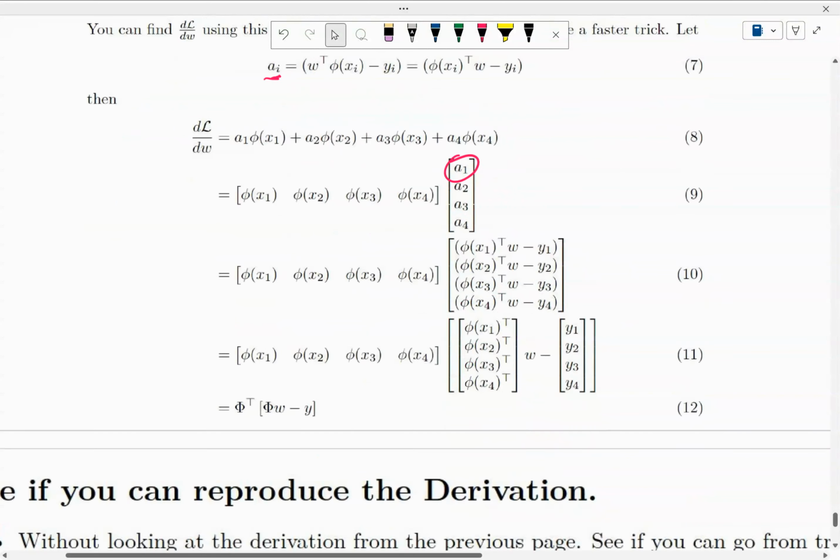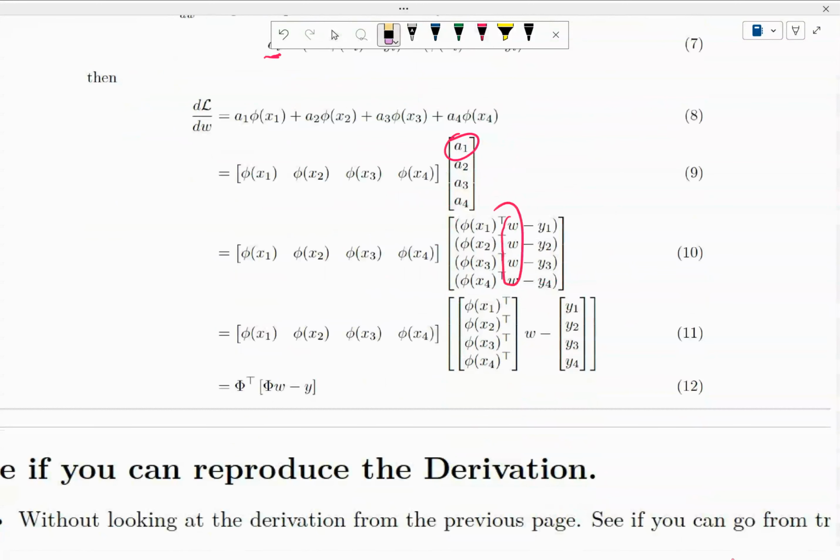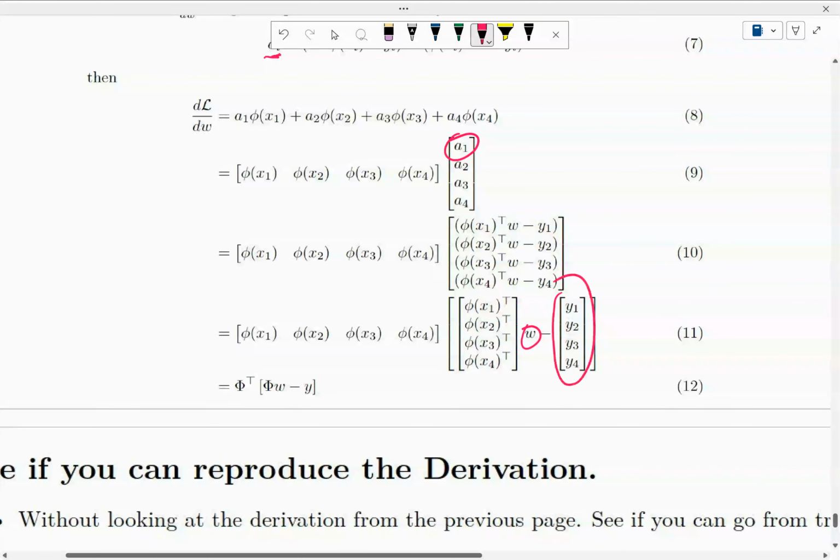Once we substitute this back in, then we can actually pull out w. This is the same w. So it's w times this one, then w times this one, then w times this one. And we can pull out the addition. So it's this times this, then subtract y1. This times this, then subtract y2. So this and this are the identical expression.